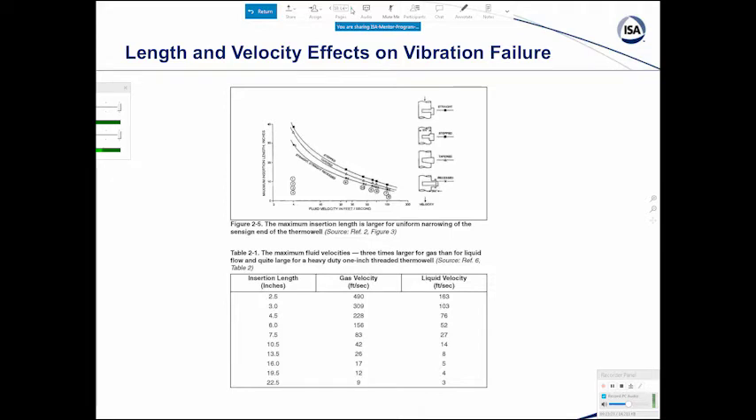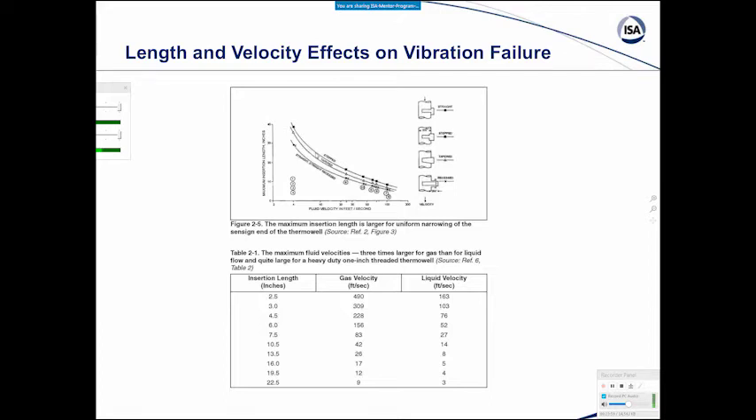Here we look at the insertion lengths for different types of thermal wells: straight, stepped, tapered, and recessed. We see that the stepped is the best, and the next best is the tapered, in terms of minimizing the susceptibility to vibration failure. It shows how, as the velocity goes down, you can have a much greater length in the thermal well.